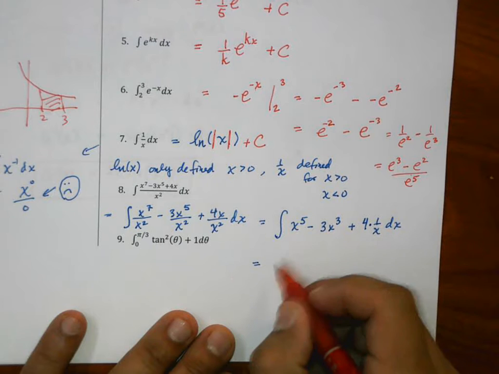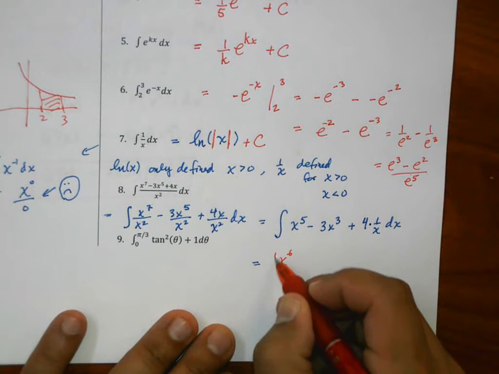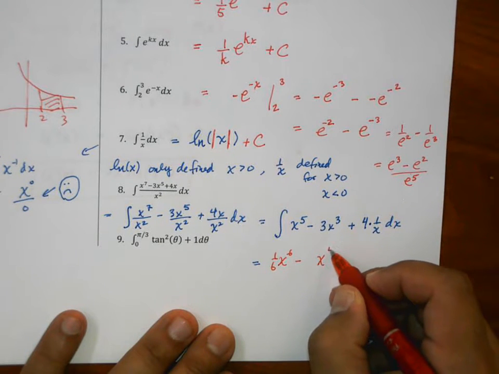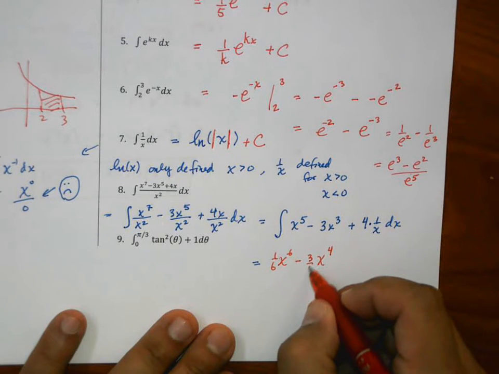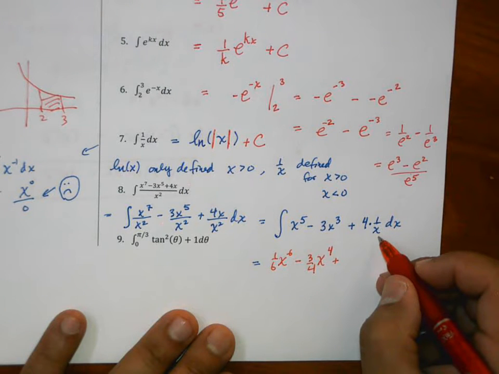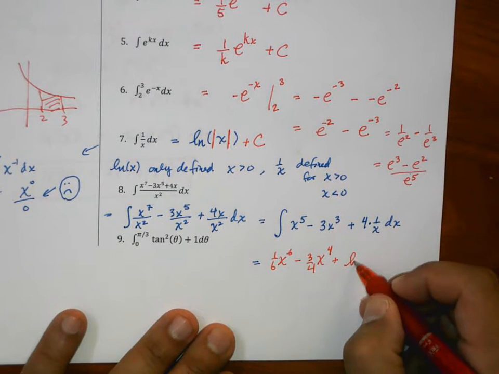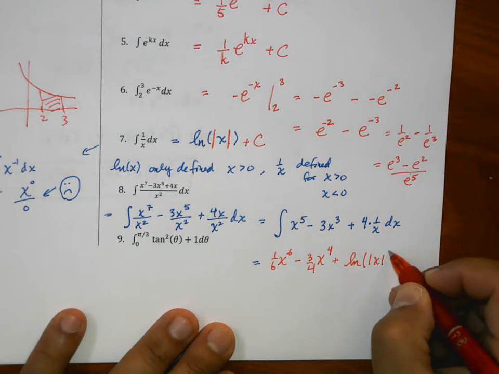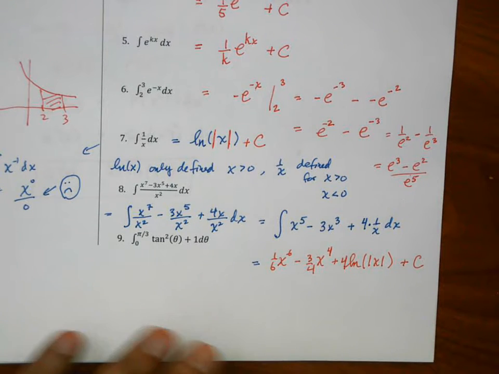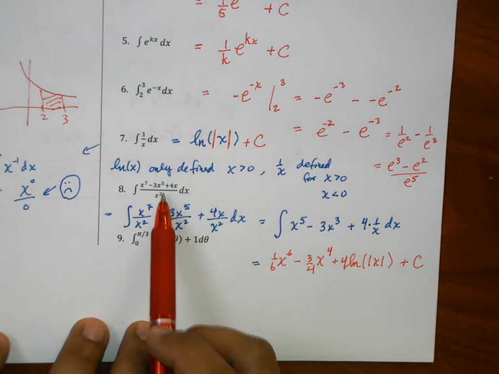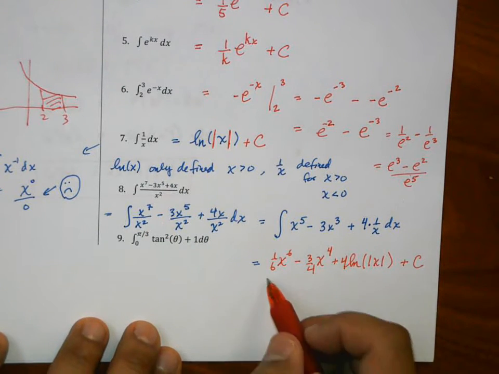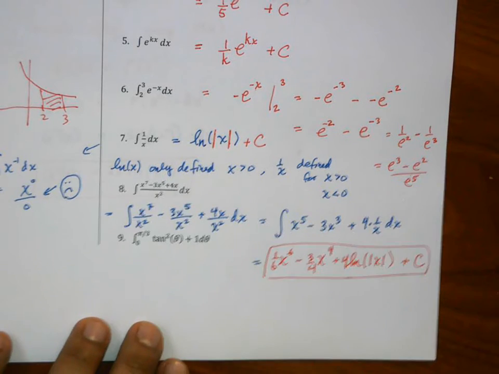So this right here is x to the 6th times 1/6 minus x to the 4th times 3/4 plus the antiderivative of 1 over x is, of course, the natural log of the absolute value of x times 4 plus a constant. Okay. So when you have complicated rationals like this and it's possible to split it up, I would go ahead and split it up. So that's much, much simpler to deal with.